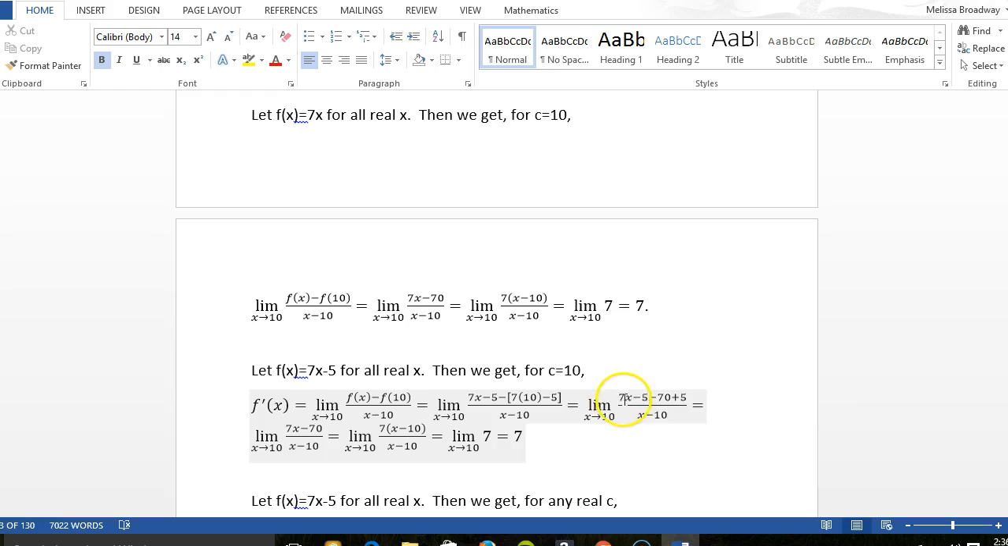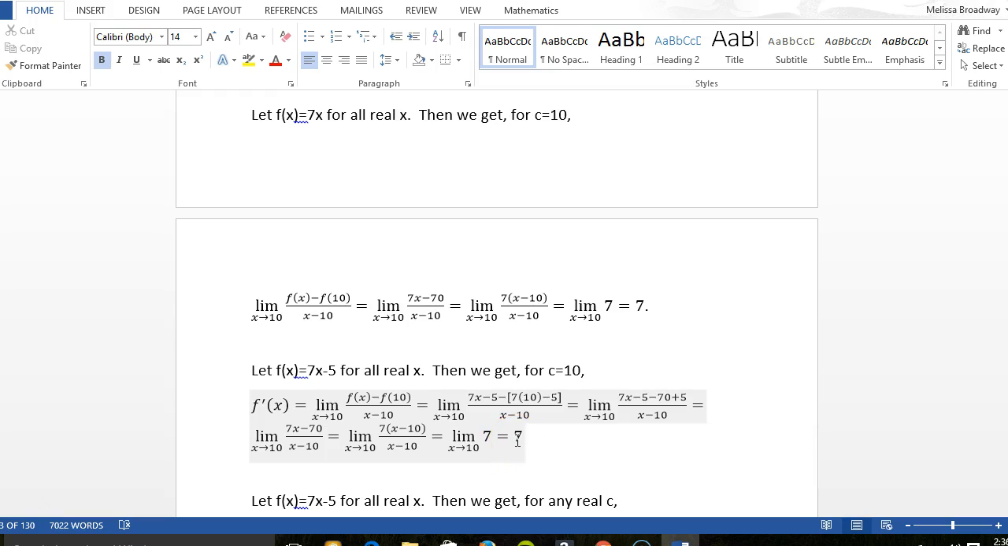You distribute that minus sign, you get minus 70, but be really careful. You're subtracting an already negative 5, so you get plus 5, all over x minus 10. Lo and behold, this negative 5 and plus 5 will cancel. And you just get 7x minus 70 over x minus 10. And you can factor out that 7 like that and cancel the x minus 10s. And you just get 7.